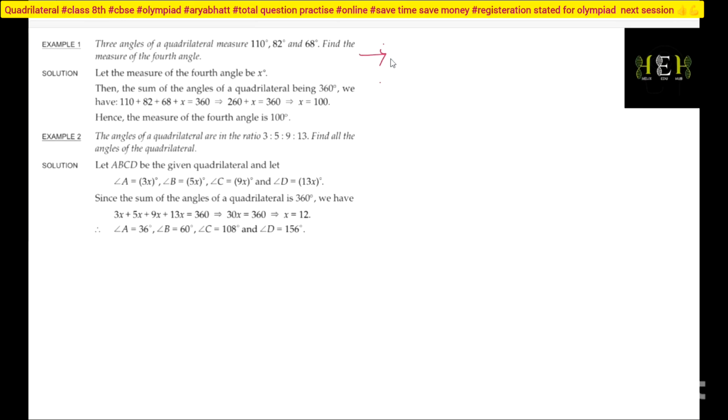So question number 1, what have we applied? We have applied that the sum of all the angles of a quadrilateral is 360 degrees. So what we have done is summing all the sides and the left side, then we find out the value of x. First question is over. Now read the second question.